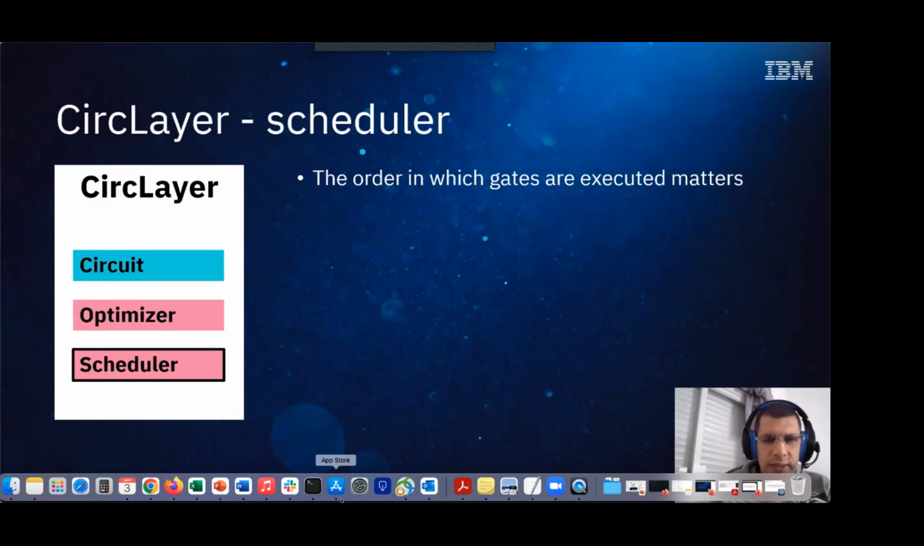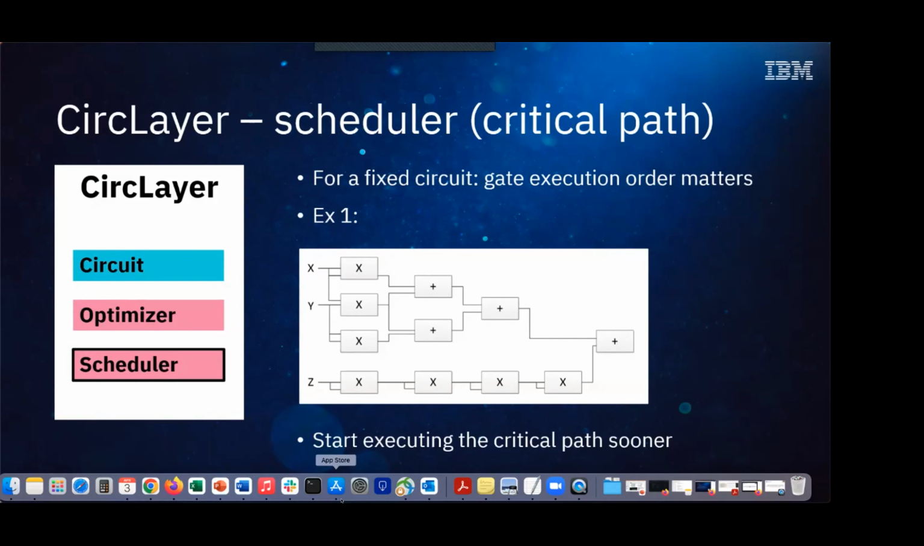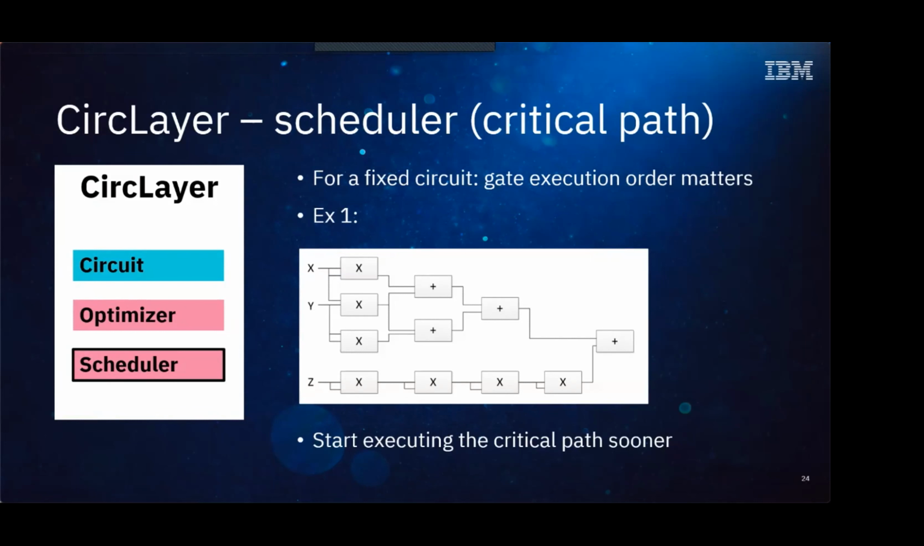The next module in Circler is the scheduler. After the circuit has been optimized and fixed, the scheduler is the module that is responsible for determining which gates are executed when. And apparently the order in which gates are executed matters. So let's see how the scheduling can affect the performance of a circuit.